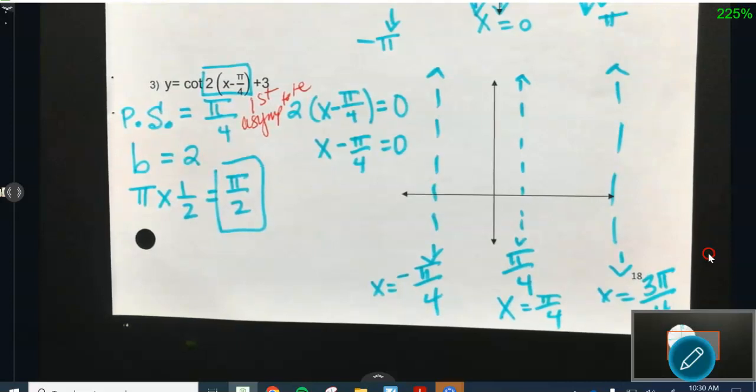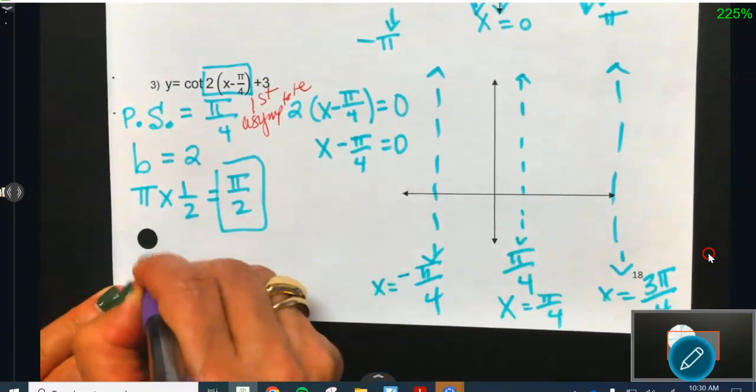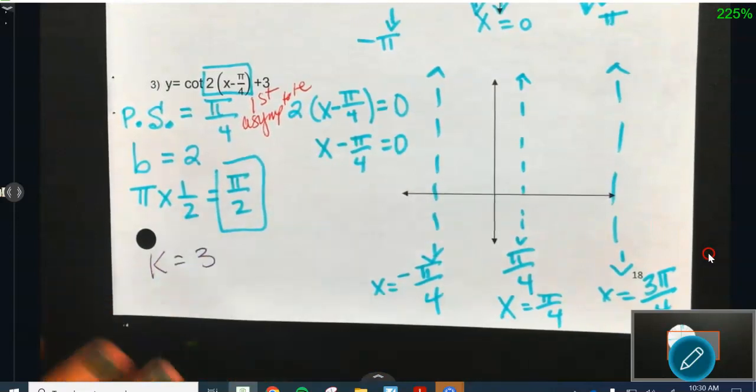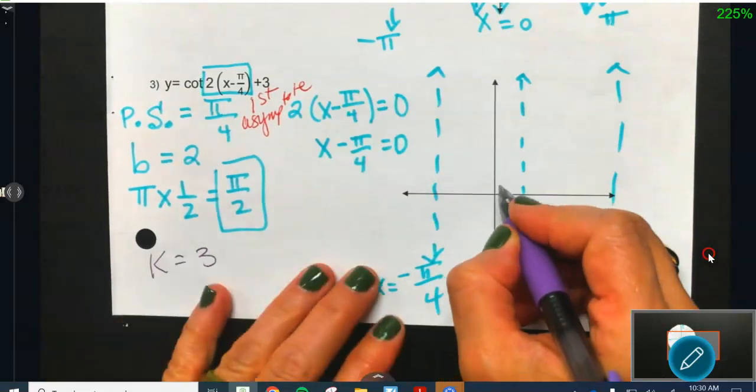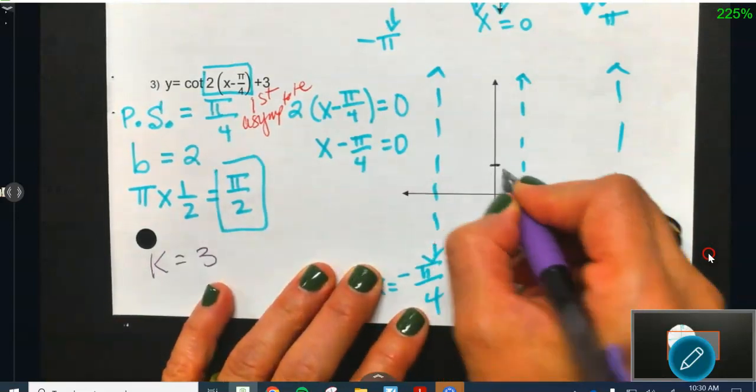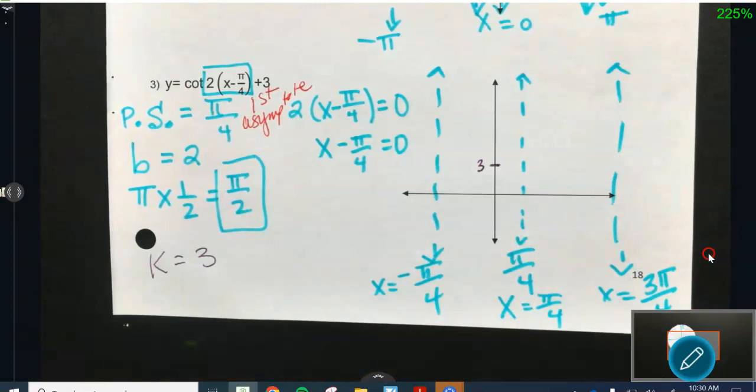What's your midline? Ooh, I didn't write that down. You're going to have to come up with a midline all by yourself. What's the midline? It's just the k value. You don't have to draw a dashed line. Let's just kind of estimate where the 3 is, 3 places above the origin.